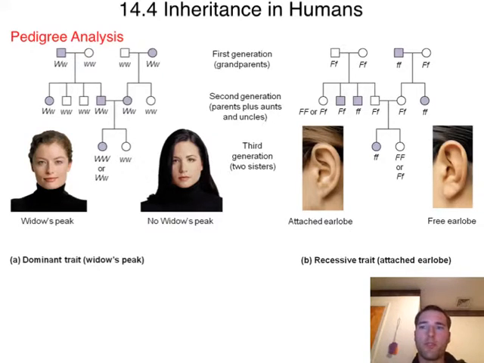So I just want to go through some symbols and what different things mean. First of all, a square is going to be a male, a circle will be a female. If either the square or circle is filled in with a color, then that means that they have a specific trait that we're looking at. Also, a straight line connecting two people means that they mated, and the line coming down leads to their offspring.